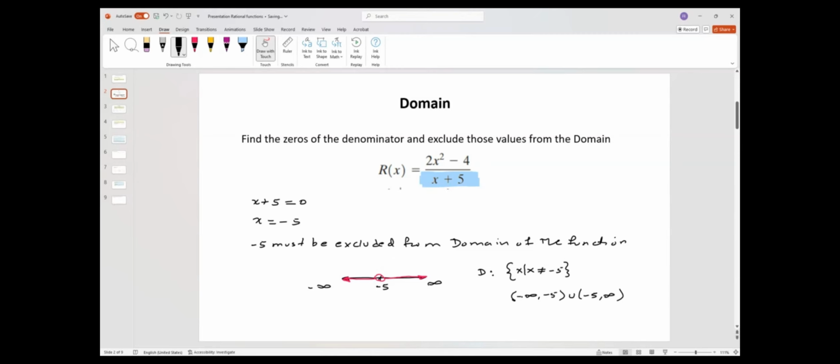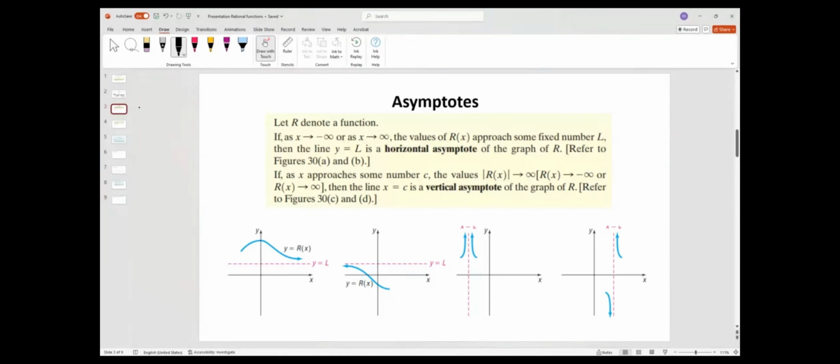The next thing I want to discuss with you is the asymptotes. We have in rational functions horizontal asymptotes, vertical asymptotes, and there are also oblique asymptotes. In this case, I will just put the attention on the horizontal and vertical asymptotes only.